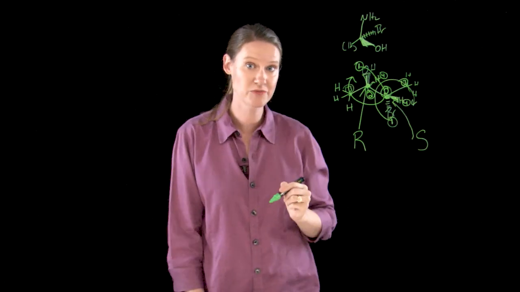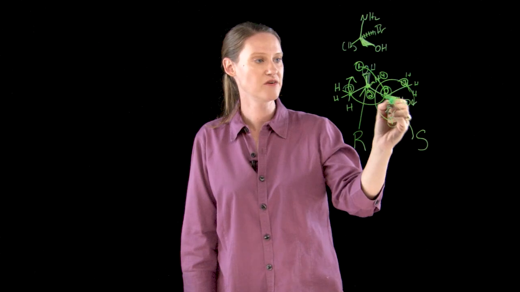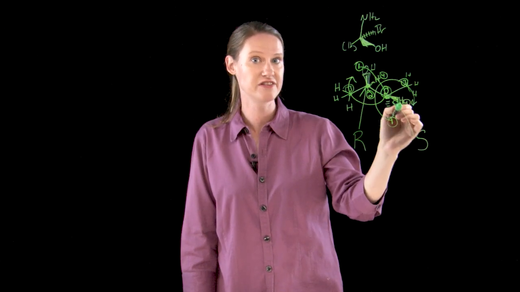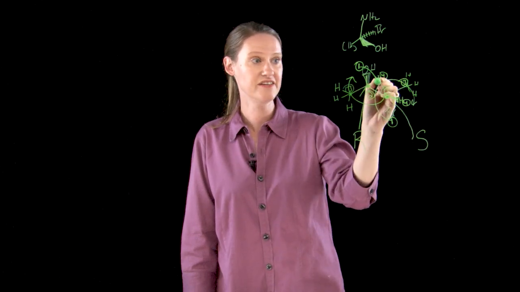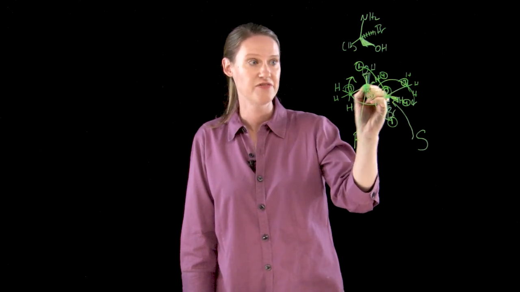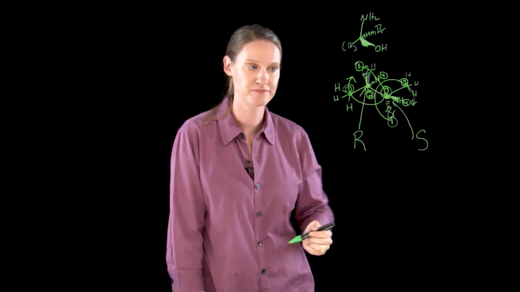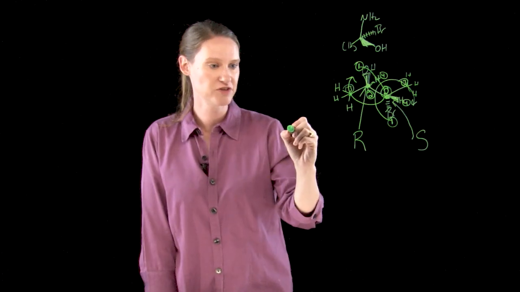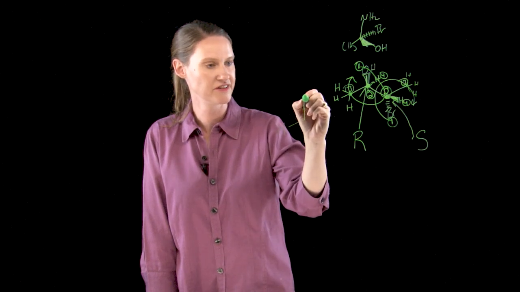But the last thing we do is we check to make sure that the thing with the lowest priority is on a dash. If it's not on a dash, we flip it. If it is already on a dash, then the stereocenter is exactly the way it looks. Now there's one other situation that you might find, and that's if the lowest priority is on the line. So I'll give us another example.